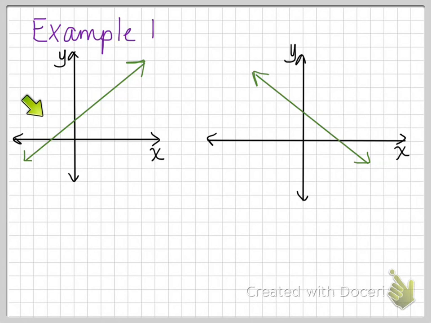Okay, so what you might notice is that one kind of leans one way and the other leans the other way. So if I'm going from left to right, this one is heading up. And if I'm going from left to right on this graph, this one's kind of heading down. Okay, so we'll talk about this more in a couple examples.